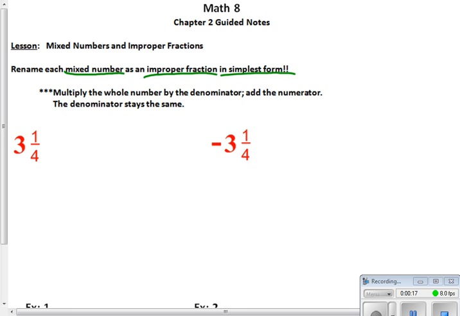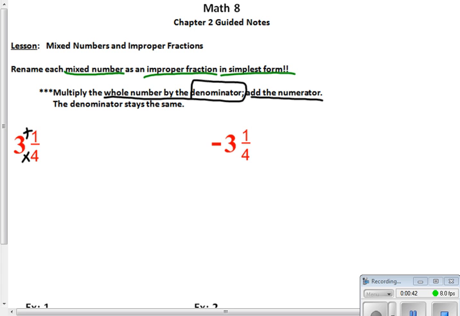In order to do this, you need to multiply the whole number by the denominator. If you look at our first example, 3 1/4, our denominator is 4, our whole number is 3. That is what we're multiplying together. Next, we would add our numerator. The numerator is 1, so we'd add 1.